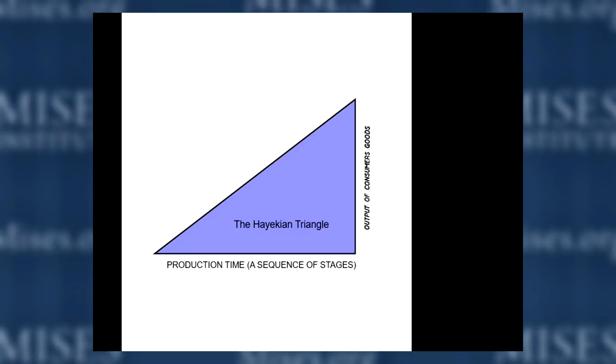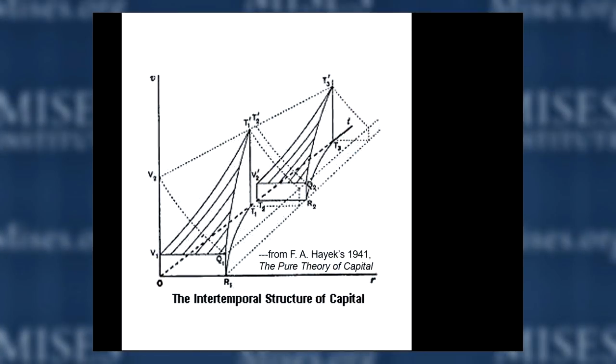Now, you might all be thinking, if we're dealing with a capital structure, isn't that really a simpleton way of looking at it? Geez, but at least you have the time element there. And if you really think that's just too simple for you to play with, then go to The Pure Theory of Capital instead of Prices and Production, and here's what you'll find. So you'll be better off with the purple triangle, okay?